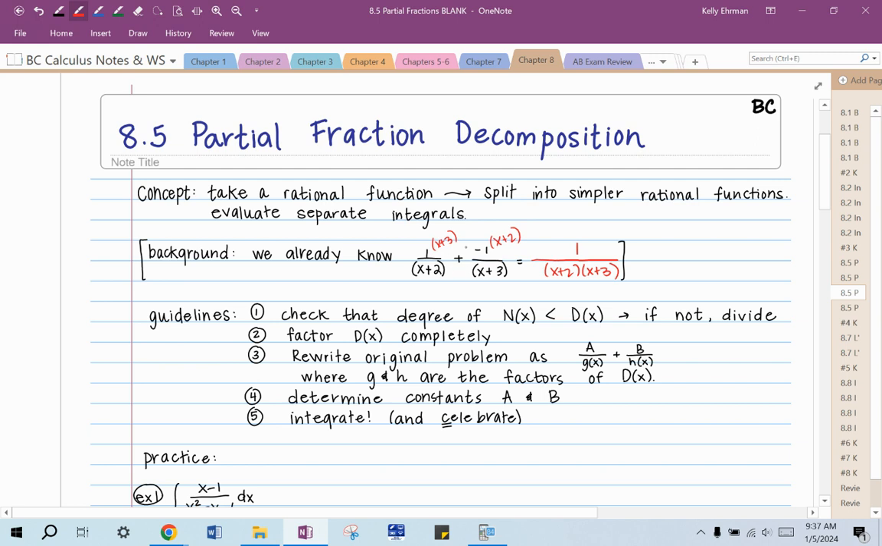Okay, so the idea here is we already know how to add fractions, but what if I give you 1 over x plus 2 times x plus 3, and I didn't give you the two fractions? Can you figure out what were the two fractions that we added together? So the new process does the reverse. You're given this, or something like this, and then you'd have to figure out it's equal to what plus what. You would know the denominators, but the question is, what are the tops? What are the numerators of those two fractions?